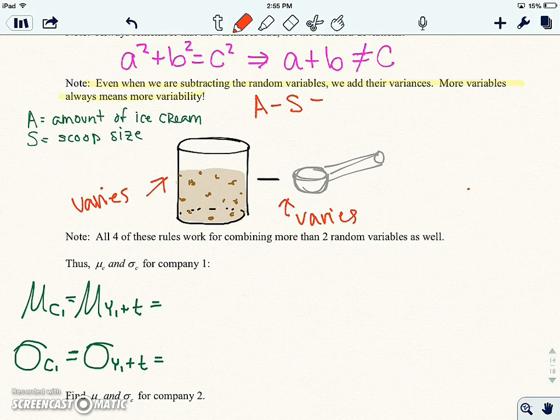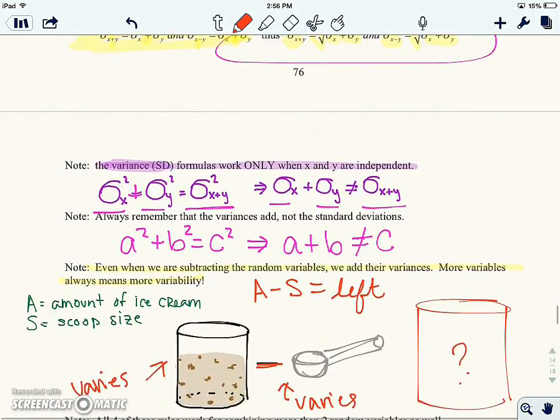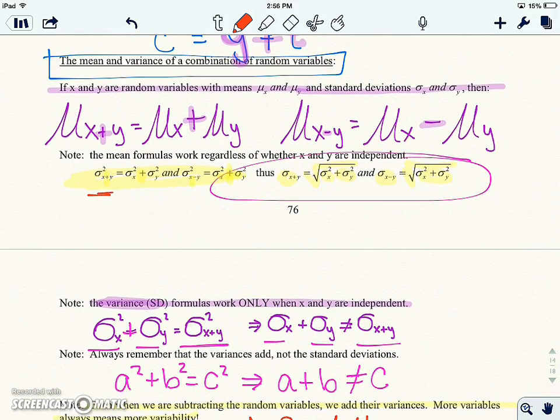Okay, and the new random variable will be the amount that's left in the container. Well, if you think about that, every time you open it up to check, you don't know how much is in the container, and then the fact that you're subtracting from it a varying amount of ice cream, because you don't know which scoop you have, means that you're adding more variability. So your standard deviation needs to go up. So whether you're adding or subtracting, you always add in your formula. So here's your mean formula, and here's your standard deviation formula that I didn't mean to skip over.